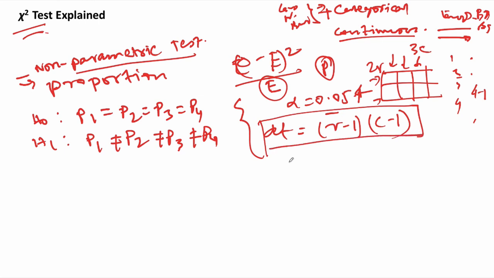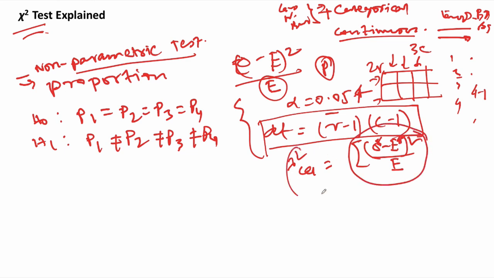Okay. And the chi-square cal value, what we calculate, we know it is sum of (O minus E) whole square divided by E. Done. Now, what does this mean? It means based on the given data, the observed value O, I need to calculate the value of E, and then we need to use this formula to find out the chi-square cal. But what is the formula of E? How can we calculate the expected value?